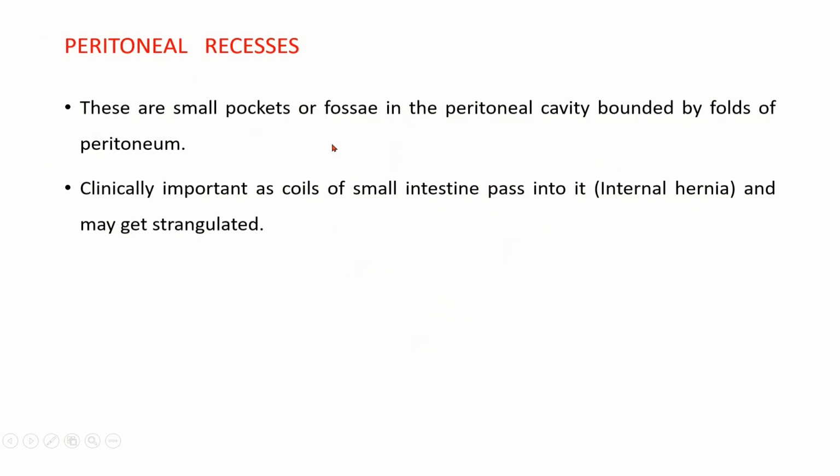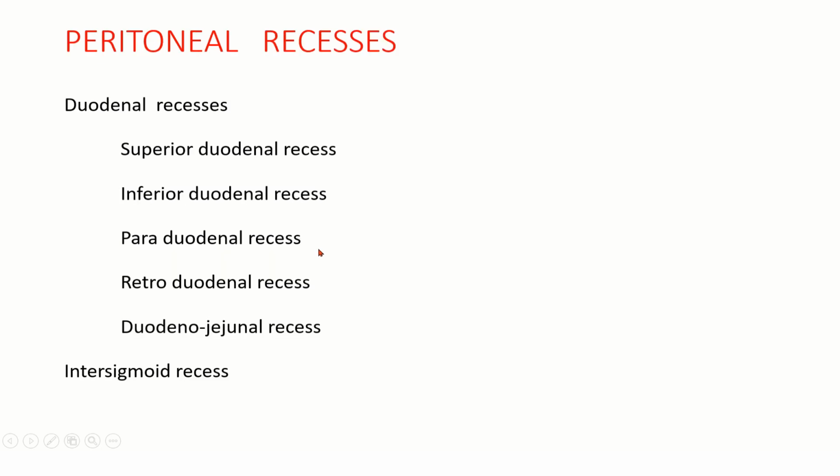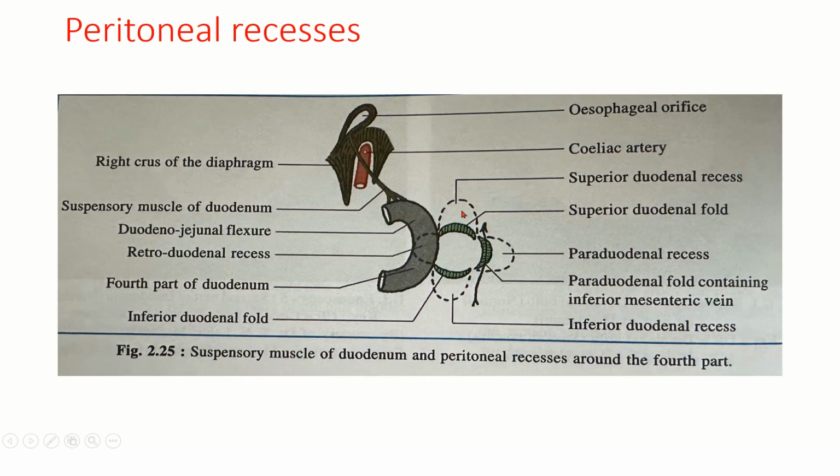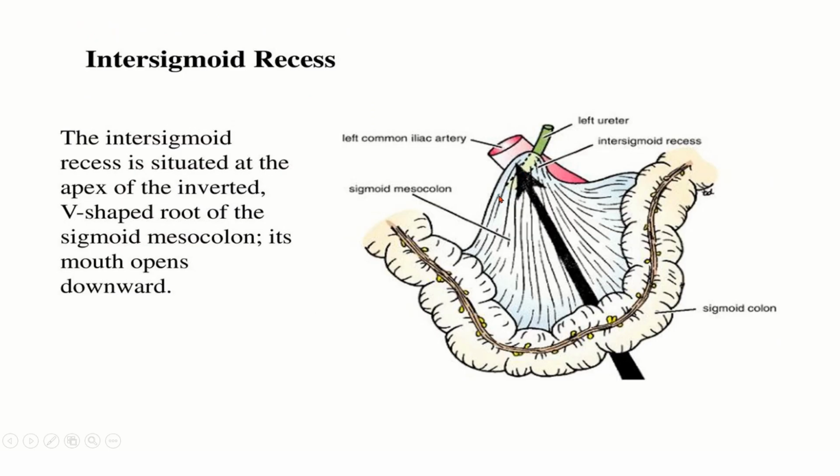Peritoneal recesses are small pockets or fossae in the peritoneal cavity bounded by folds of peritoneum. They are clinically important, as coils of small intestine may pass into them, causing internal herniation, and they might get strangulated also. A few known recesses are the duodenal recesses: superior duodenal recess, inferior duodenal recess, paraduodenal recess, retroduodenal recess, and then the intersigmoid recess. You can see here the superior duodenal recess, inferior duodenal recess, paraduodenal recess, and retroduodenal recess. And you can see this is the intersigmoid recess.